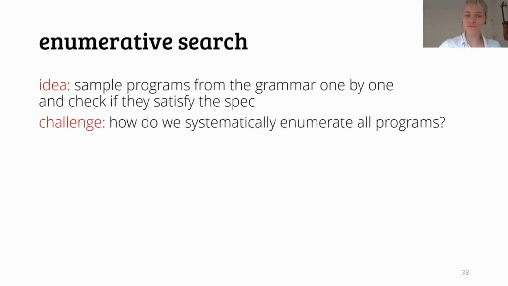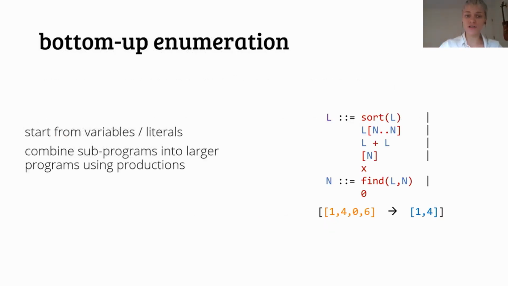So the idea of enumerative search is just like it sounds. You will explicitly, systematically enumerate programs from the grammar one by one and check if they satisfy the specification, right? And then the challenge there is, how do you systematically enumerate all these programs from the grammar? There are two main approaches to doing that, known as bottom-up search and top-down search. Essentially, the idea of bottom-up search is you will start from the variables and literals in your language, like the X and the 0 here, and you will iteratively combine them into larger programs using these productions, right?